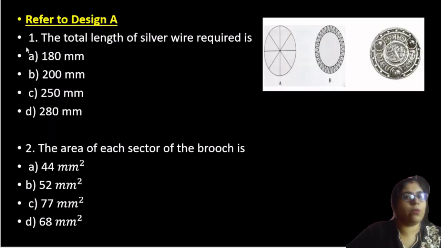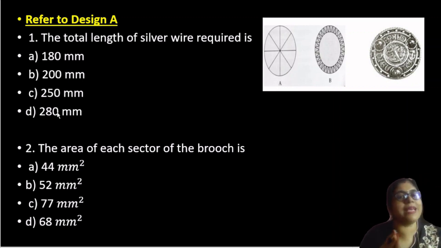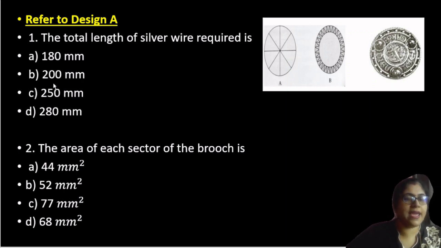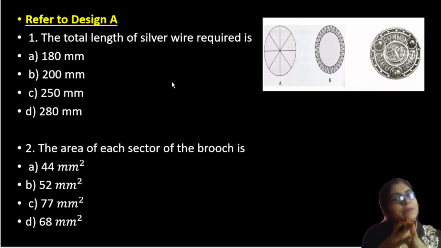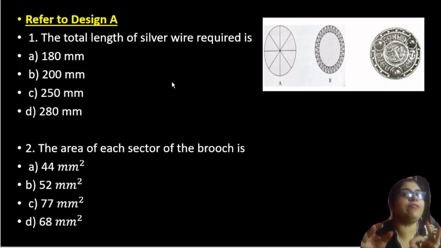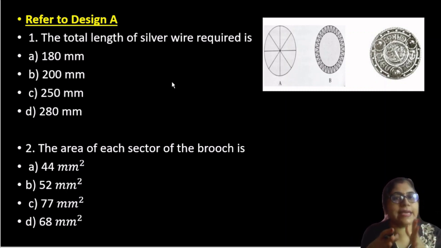So question number 1 and question number 2, both the questions are based on design A. The total length of silverware required is 180 mm, 200 mm, 250 mm or 280 mm. So in the question it is given that the outer circumference is made up of silverware, and with that, 4 diameter-length silverwares are used to divide the circle into 8 equal parts.